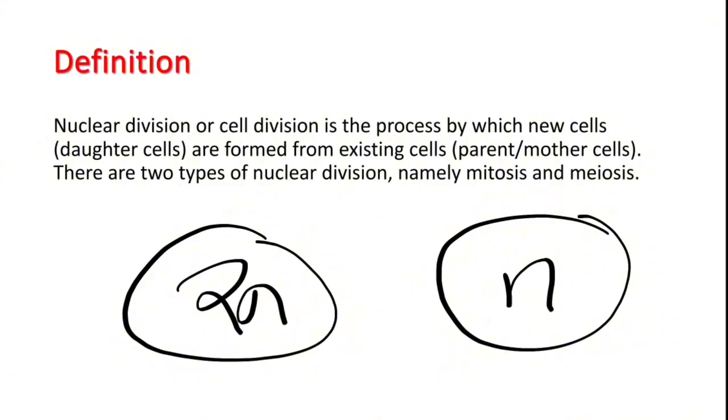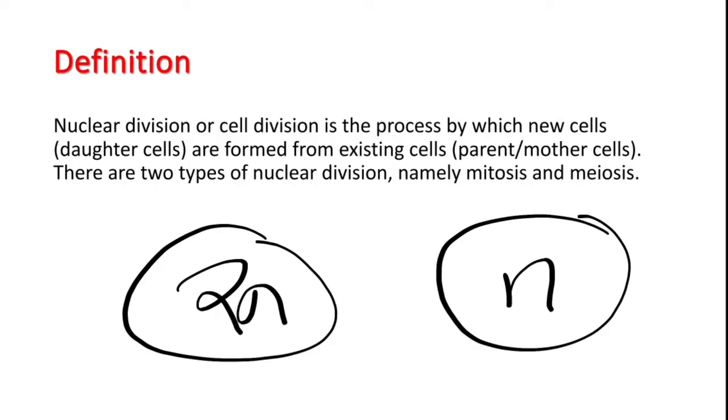Okay, the number of chromosomes in a body cell is known as the diploid number, and the number of chromosomes in a gamete is known as the haploid number. Diploid number is the full number of chromosomes. Haploid number is the half number of chromosomes. In human beings, the diploid number in a body cell or somatic cell is 46, while the haploid number in a gamete is 23.